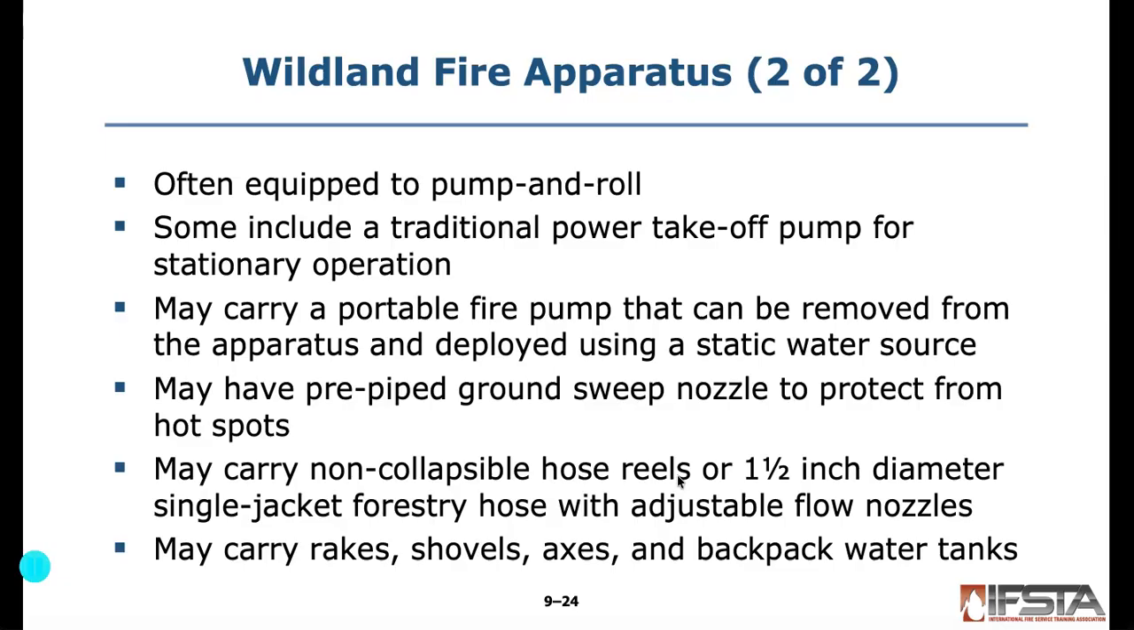May carry non-collapsible hose reels or 1.5-inch diameter single jacketed forestry hose. So when you go into the wildland environment, you're going to be using a smaller diameter hose. Our hose that we carry on our structure fire apparatus is going to be double jacketed. So you'll have a single jacket forestry hose and then adjustable flow nozzles. Okay. Some of the common hand tools you'll see: rakes, shovels, axes, Pulaskis, McLeods, and then backpack water tanks where you can put water in a backpack, and you can go out, you can walk the fire line and spray some water in areas that need it.